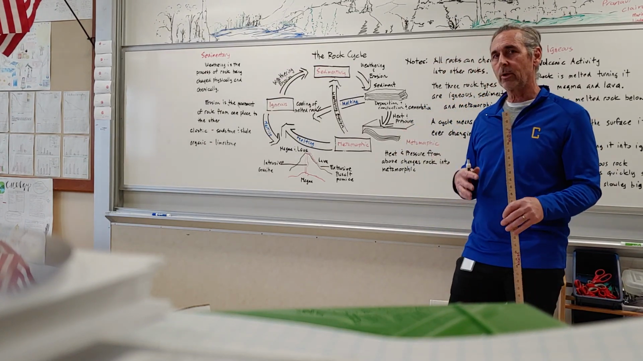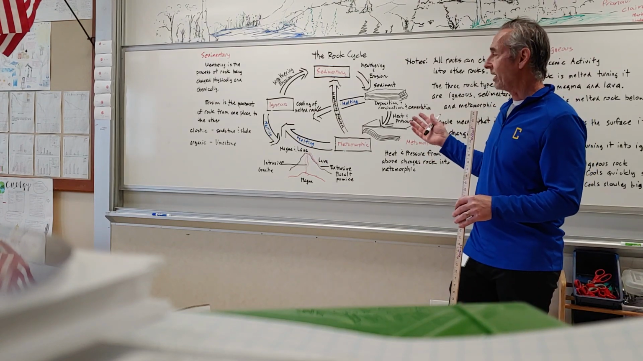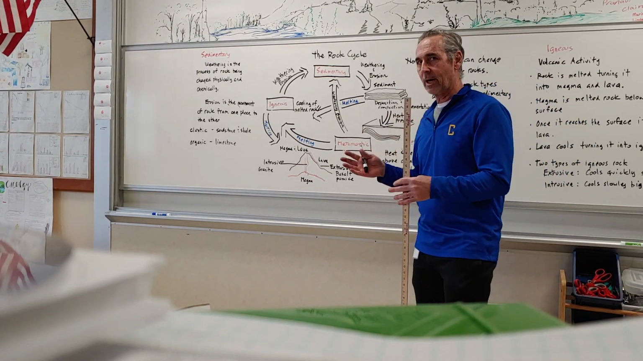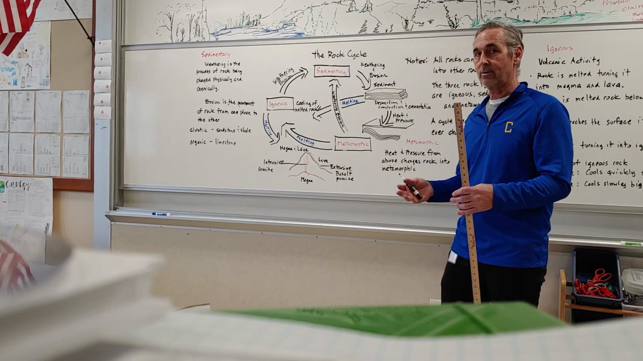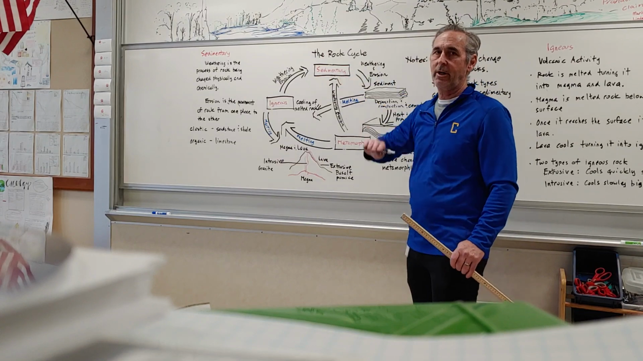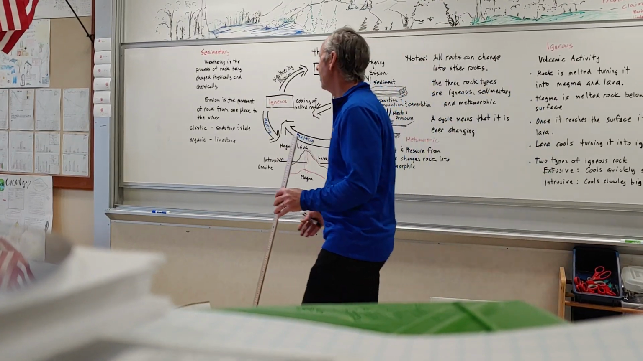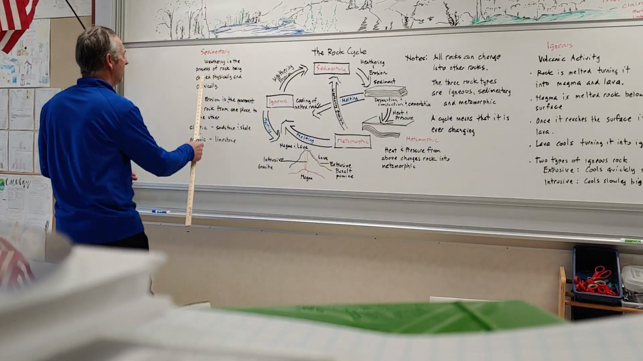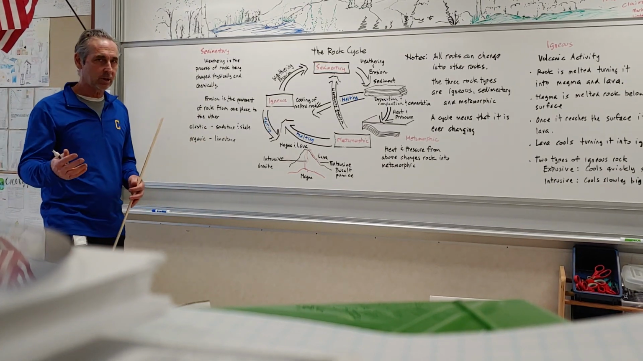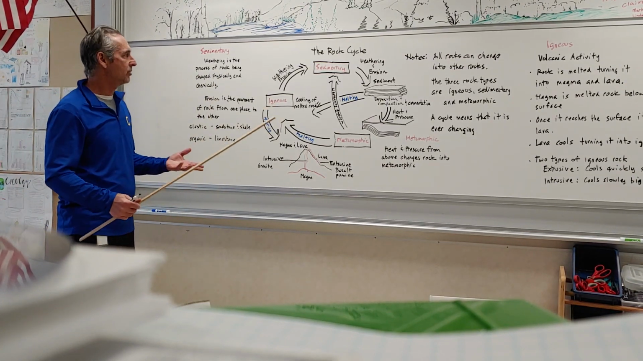So we're going to start off with the rock cycle, which is when all kinds of different rocks can turn into other types of rocks. That's why they call it a cycle. So we're going to start off with sedimentary rock. So first off, sedimentary rock is the process of a rock being changed physically and chemically from one rock to another.